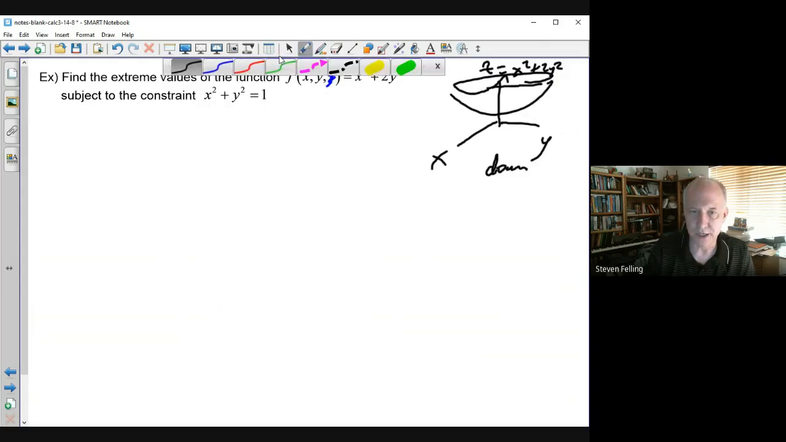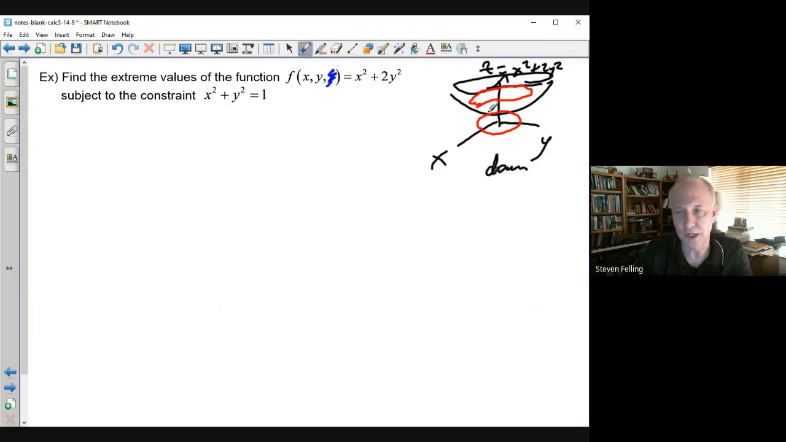And then what we're saying is I don't want to find the max or min value for all xy's. I want to find the max or min value if I restrict myself to only the xy's that are on the circle of radius 1, right? So above that, there's some kind of curve here, and I want to know the max and min of the value in this restricted part of the domain.